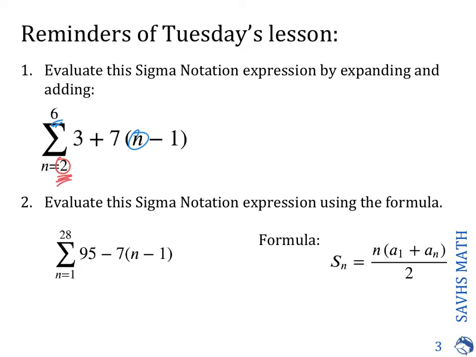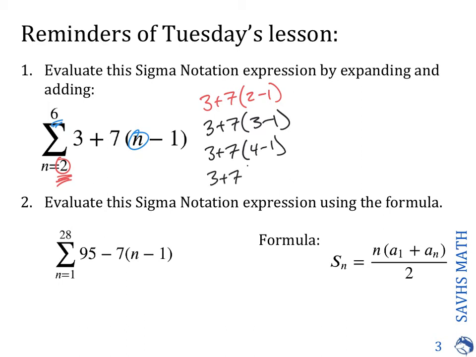First, I'm going to start with my lower bound, and I'm going to write 3 plus 7 times 2 minus 1, because 2 is the lower bound. I'm going to go up by 1, and I'm going to do 3 plus 7 times 3 minus 1, 3 plus 7 times 4 minus 1, 3 plus 7 times 5 minus 1. And then, since the last one is the upper bound, we'll write that. And then we're done because this is now the same as this, and so that means that I'm done.